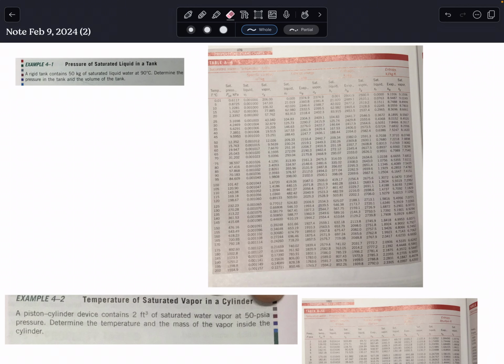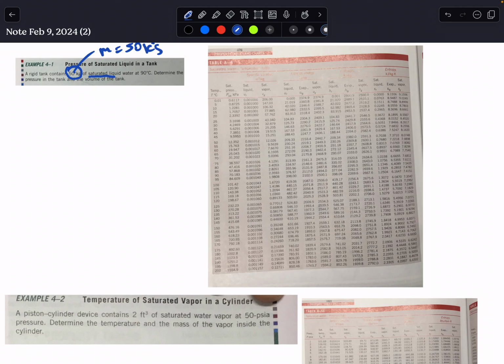So right now we have a rigid tank that contains 50 kg of saturated liquid at 90 degrees Celsius. We have to determine the pressure in the tank and the volume of the tank. So the first thing you want to ask yourself is, what is this question all about? I will start by highlighting the most important area. We have a rigid tank that has a mass of 50 kg. But what is more important here is that we are dealing with saturated liquid.